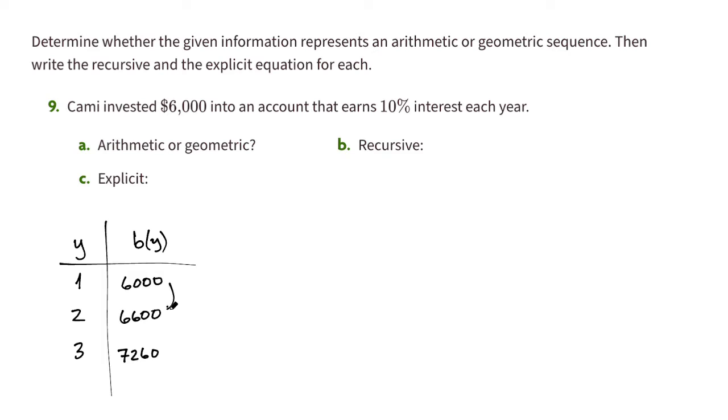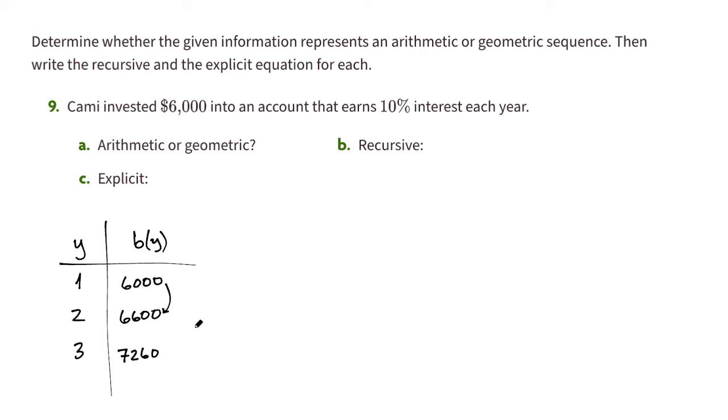Well, we can see here that we're adding 600, but there we're adding 660. Those are different amounts, which means this is not an arithmetic sequence pattern. This has got to be geometric. And indeed, every time we see a percent increase or percent decrease, that will end up being a geometric progression. So we want to know what we are multiplying by.